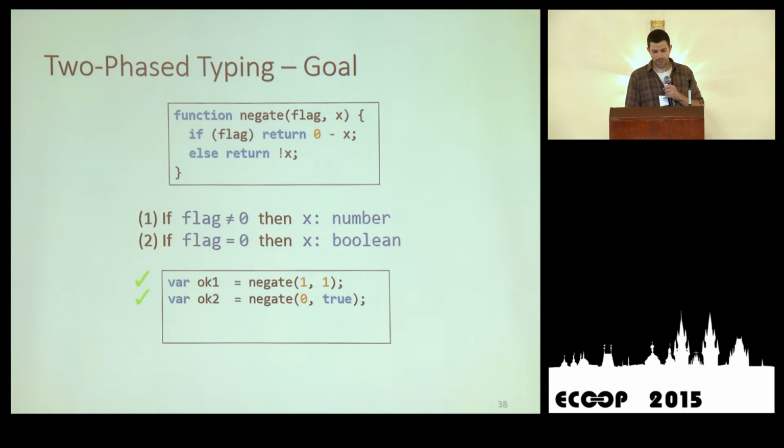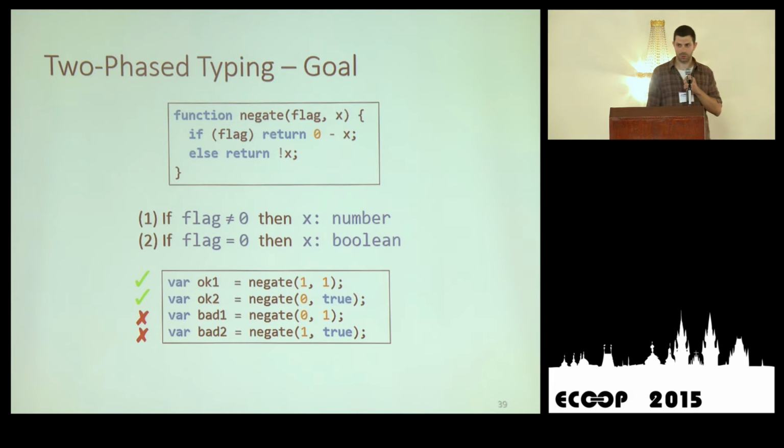So in this sense, these first two calls to negate should be correct, with 1, 1, and 0, true, whereas these two last calls to negate should be deemed as false by our checker.